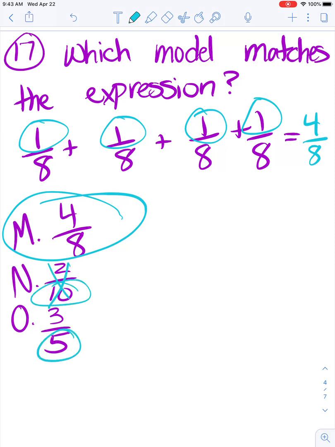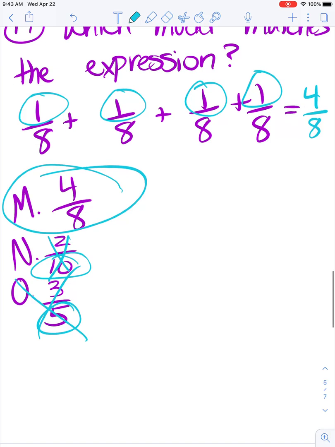2/10 wouldn't work because my denominator isn't right. And 5 in my denominator is completely wrong as well.